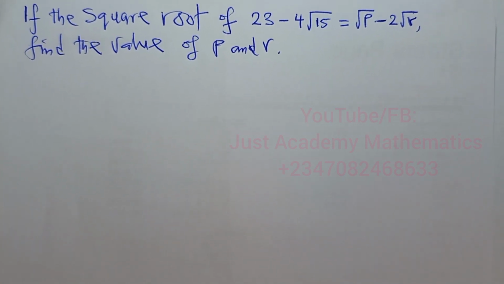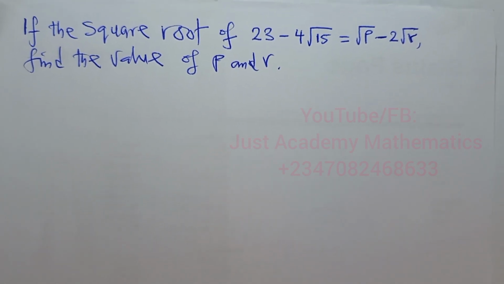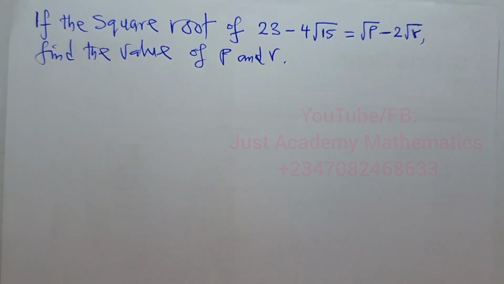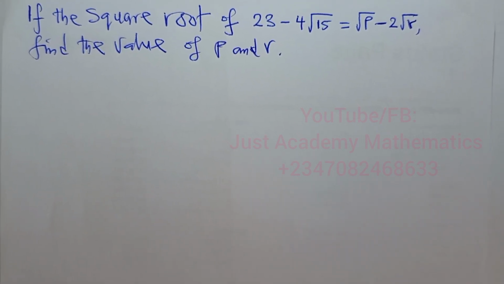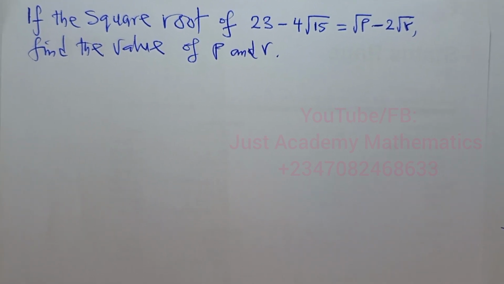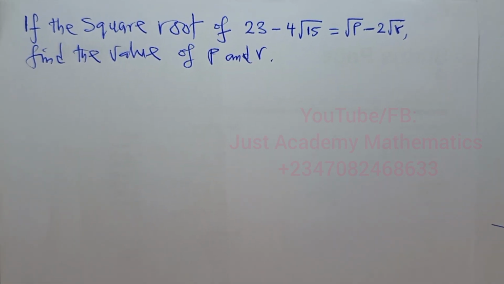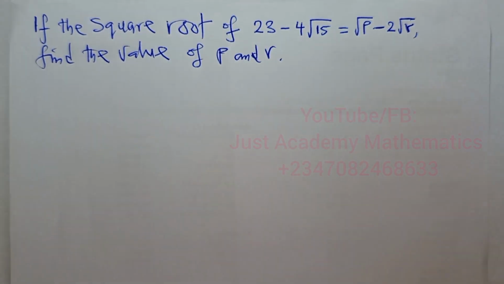Today we have a question from SOD. We are asked to find the square root of 23 minus 4 root 15, which is equal to root P minus 2 root R. We are to find the values of P and R.